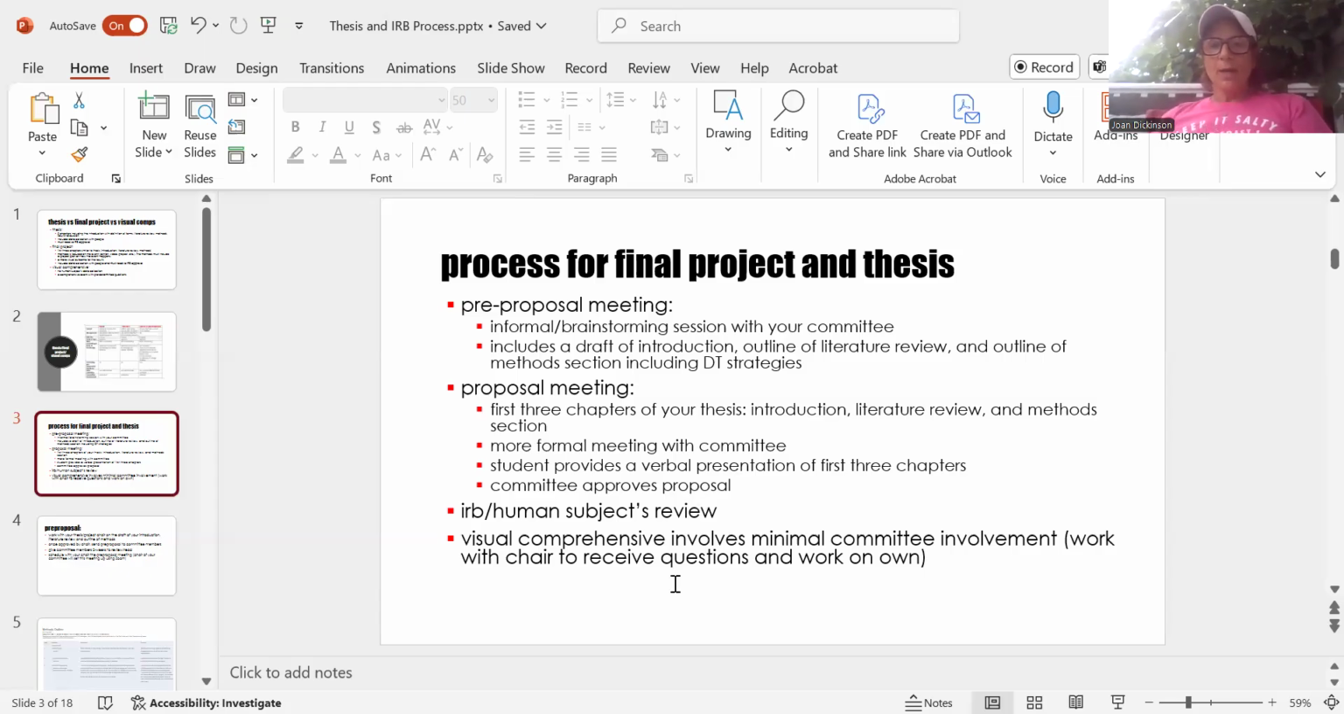Okay. And then last, remember the visual comprehensive involves minimal committee involvement. You really pretty much work on your own with the questions that you have received. You can certainly get feedback from your chair, but this is a more individual sort of endeavor.